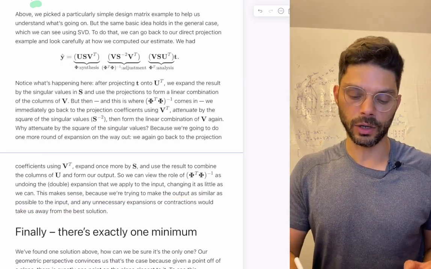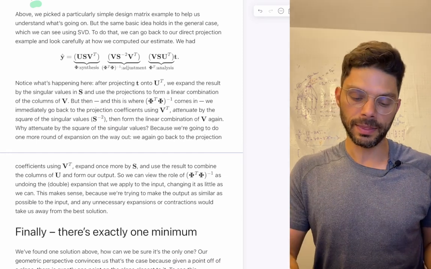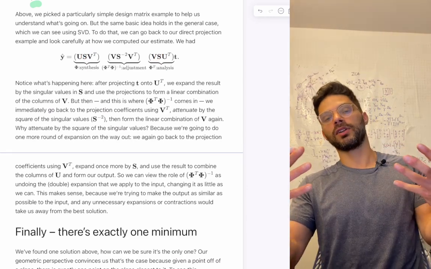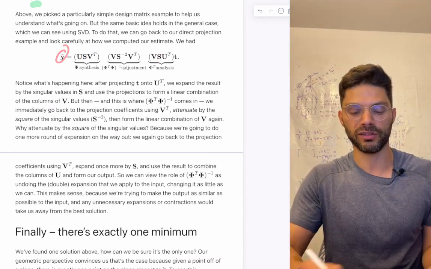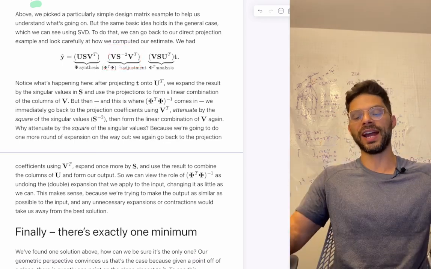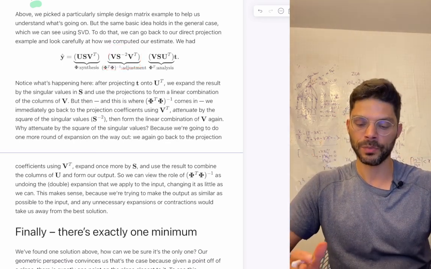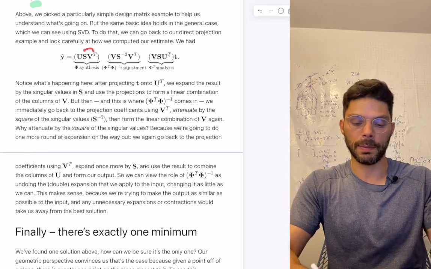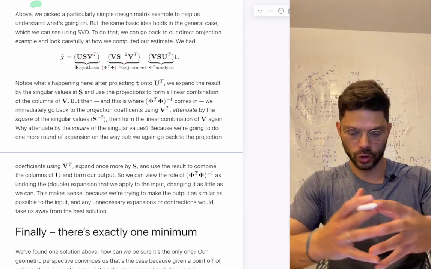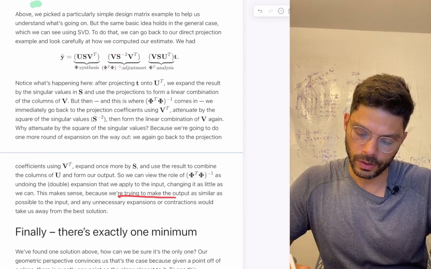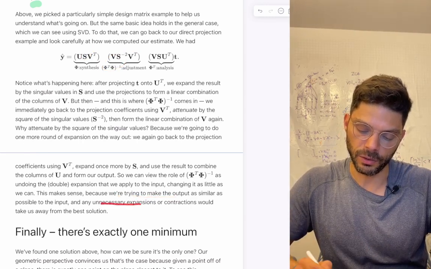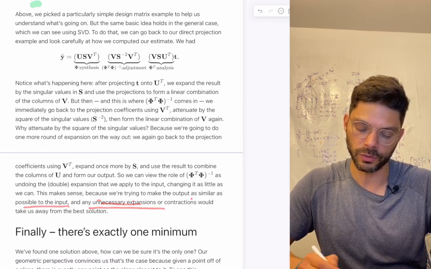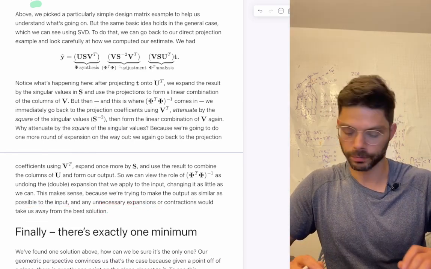So essentially, if you have any kind of overlaps, then this S matrix will start showing up and will perturb your result from being as close as possible to Y hat. So you need this adjustment in between to essentially cancel the effects of those overlaps, to make sure that if you're blowing things up in one direction and then blowing them up again, in between you actually squish them back down. And any unnecessary expansions or contractions would take us away from the best solution.